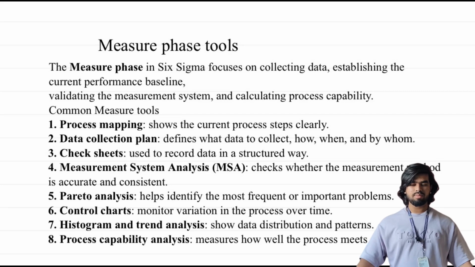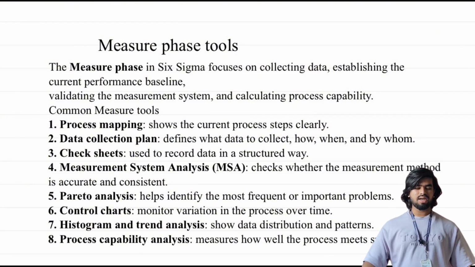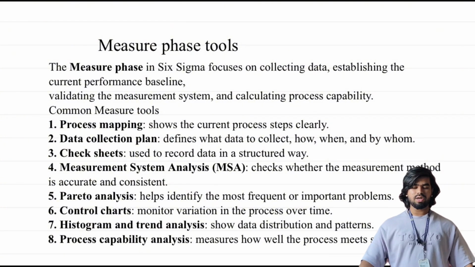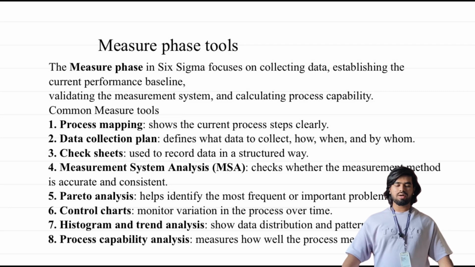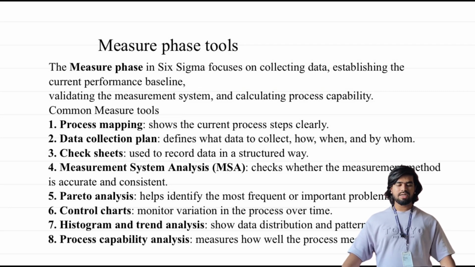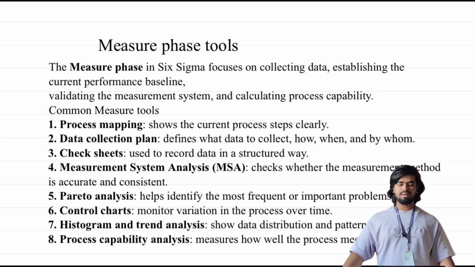Measure phase in Six Sigma focuses on collecting the data. Process mapping shows the current process steps. Data collection plan defines what data is collected, how, when, and by whom. Check sheets are used to record data in a structured way. Measurement System Analysis, MSA, checks whether the measurement method is accurate and consistent.